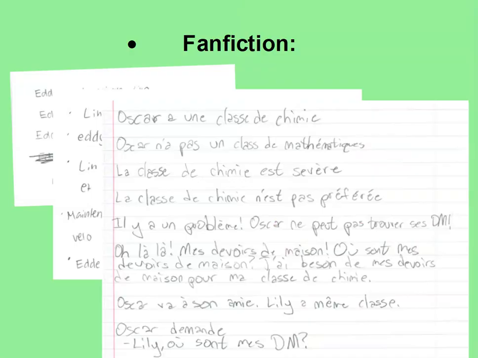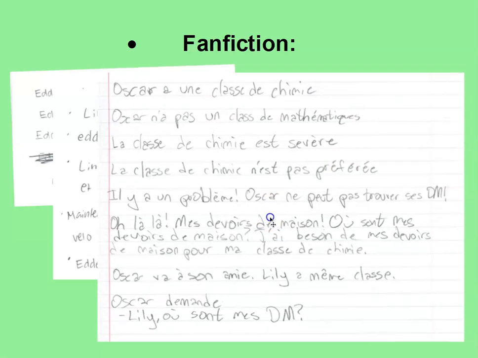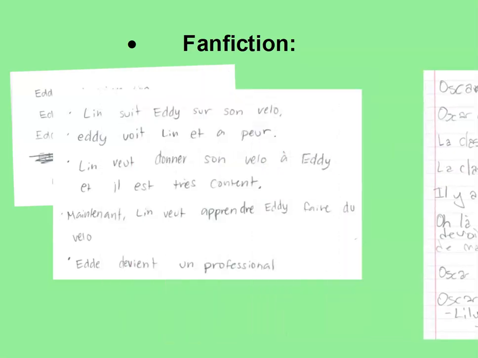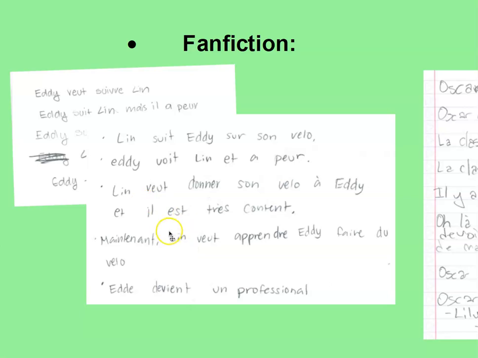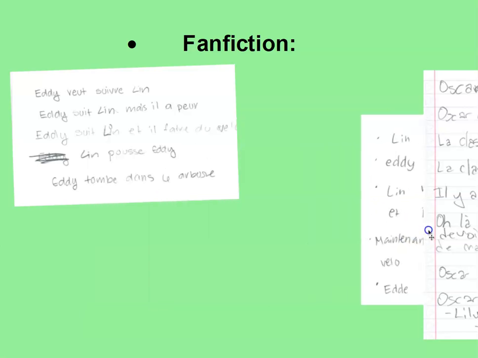Fan fiction. My students love writing fan fiction. They like drawing the characters and they like writing about the characters. Each character has a different personality, so it's really easy to get into what they would be doing. Here we've got a little story about Oscar. We've got a little story about Lynn following Eddie around. This one is from the other point of view, Eddie following Lynn around.